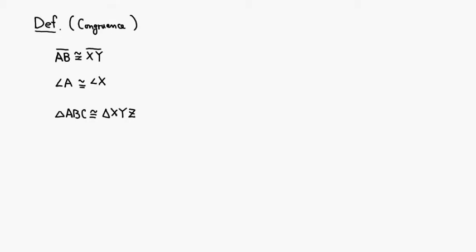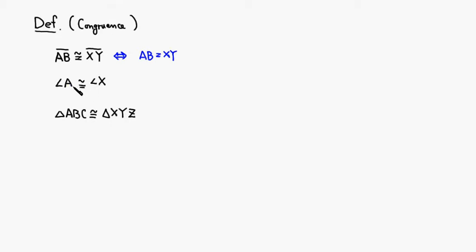All right, let's look at the definition of congruence. When we say two segments are congruent, congruent segment just means that their lengths, length AB and length XY, are equal to each other. So congruent segments means segments of the same length.